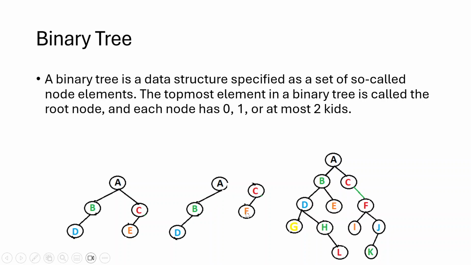C has one child, a binary tree. Here also everybody has a maximum of two children or a minimum of one child or a single node. So these are called a type of binary tree.